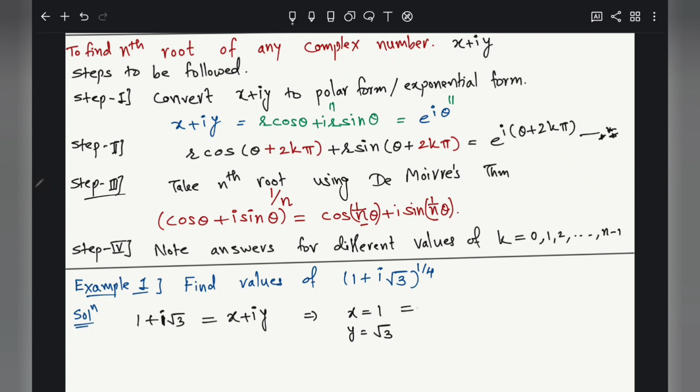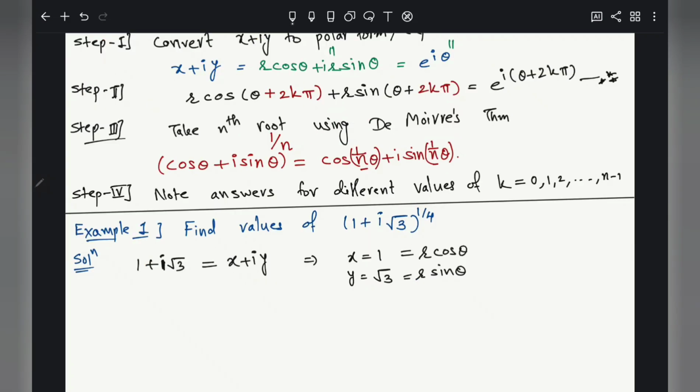What is polar form? In polar form, x is considered as r cos θ and y is considered as r sin θ, right? So first we need to find out the value of r. How do we find r? We know r is the square root of x² + y². So very simple way you can find the value of r. Here it is coming 1 + 3, that is square root of 4, that is 2. So r is coming 2.